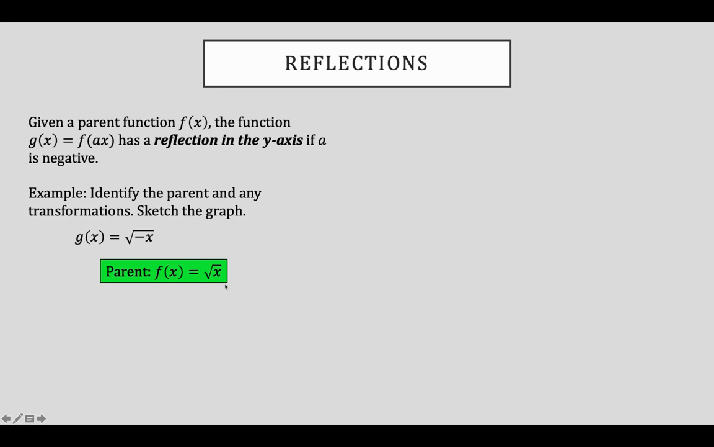What's different from our parent function to get to the function g? Well, I have a constant multiple inside of the parent function in front of this x. I have some constant multiple a times x inside of the parent function. What's a in this case? Well, a would be negative 1. And if a is negative, that means we have a reflection in the y-axis.